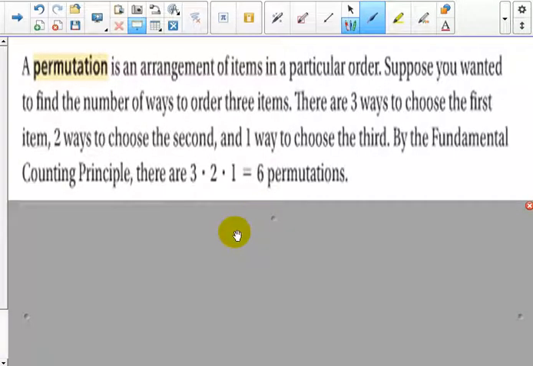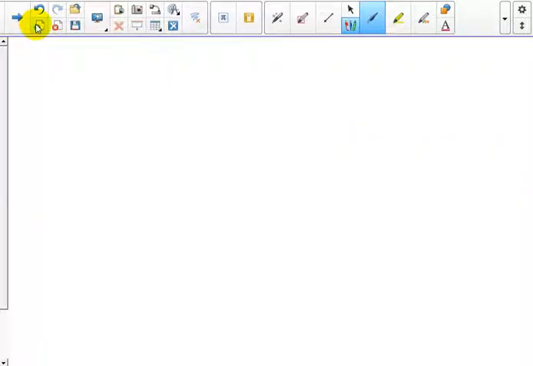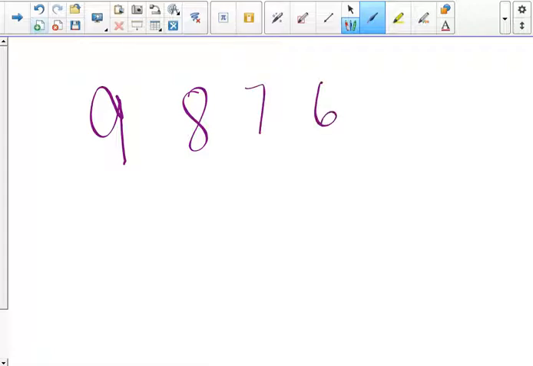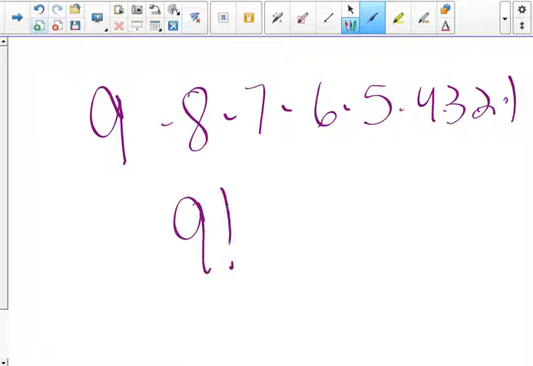So when you start with n, and then you go to n minus 1, and then you multiply by n minus 2, all the way down to 1, we call this a factorial. So let me use a bigger number. If I had 9, that's n. So n minus 1 would be 8, n minus 2 would be 7, n minus 3 would be 6, n minus 4 would be 5, and so on, 4, 3, 2, all the way till you get to 1. And when you multiply all these together, this is called 9 factorial.